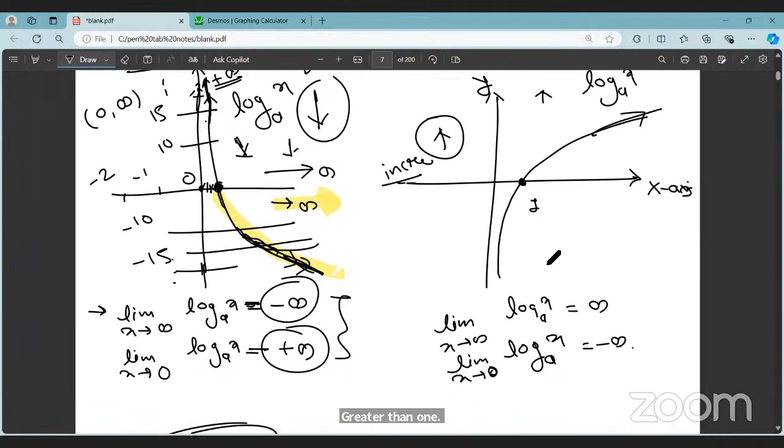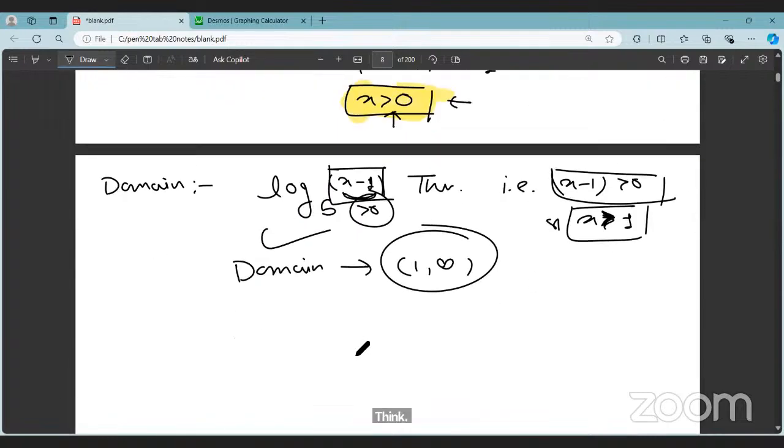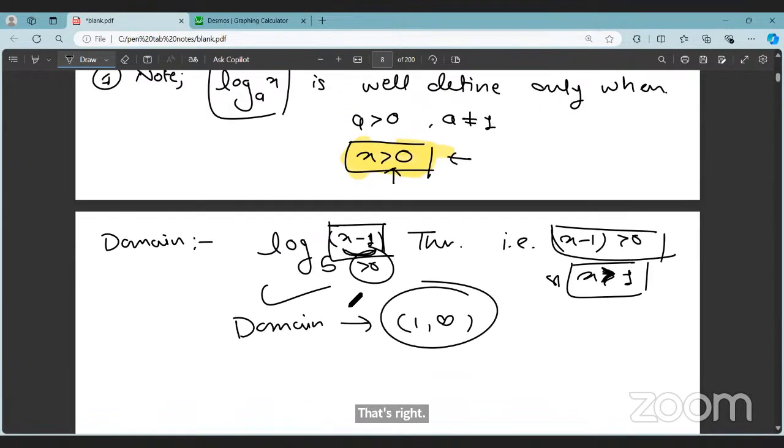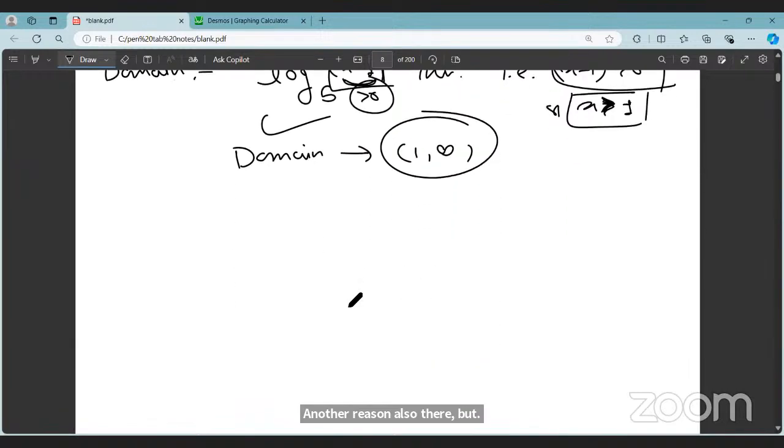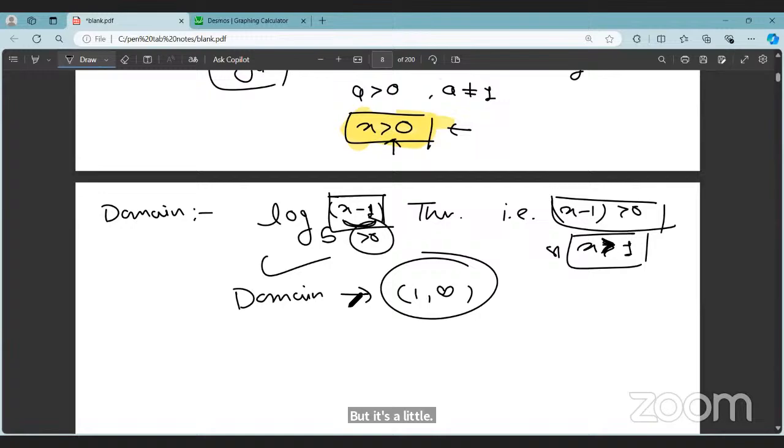We get this limit now. As x goes to 0, we have plus infinity kind of, right? That's why it's not defined. Another reason is also there. Ma'am, is this one to be included?